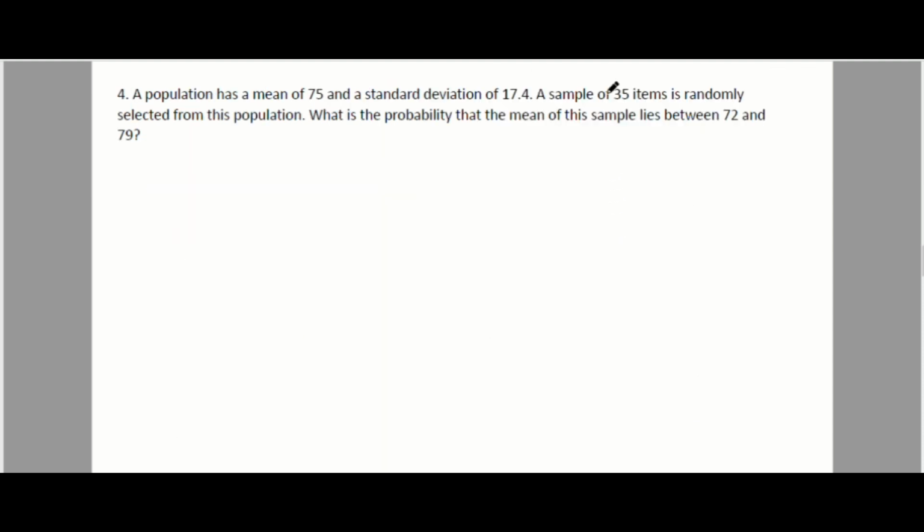So now let's go to number 4. A population has a mean of 75 and a standard deviation of 17.4. So this is our mu and this is our standard deviation. A sample of 35 items is randomly selected from this population. So this is n. What is the probability that the mean of this sample lies between 72 and 79? Since we're talking about the sample mean, this is our notation: x bar, so we have 72 and 79.